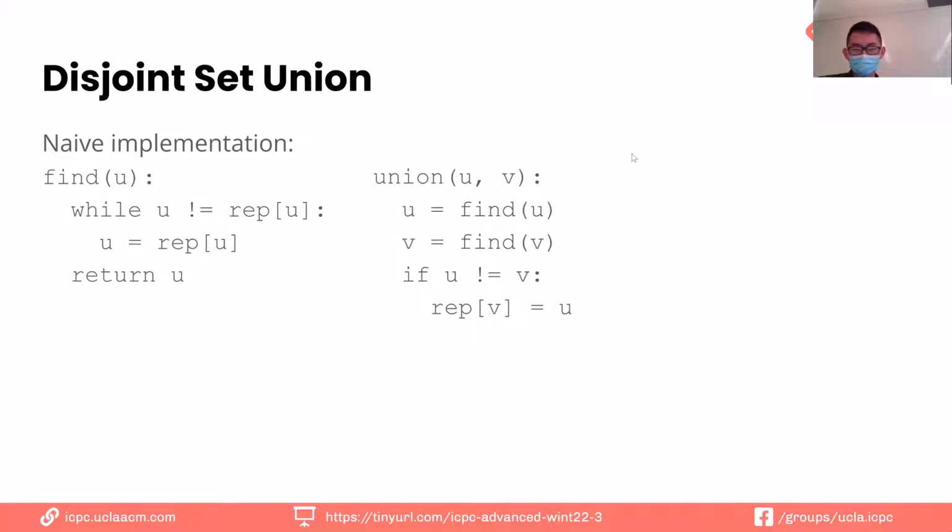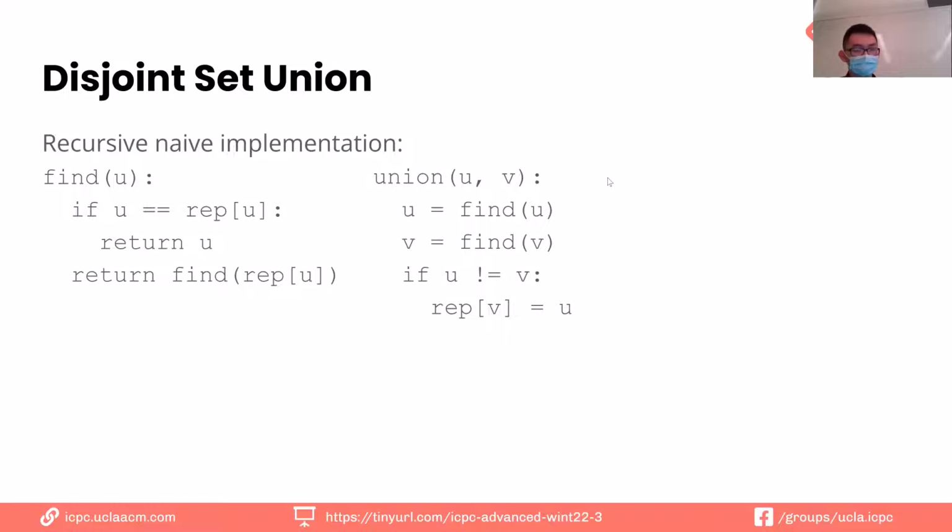Okay. All right, cool. Then let's see how we can make this better than O of n. Because right now, union is O of 1, but actually that was a lie. Find is O of n, so union might also be O of n right now. Actually, there's also this recursive naive implementation, which is more popular, I guess. So if U is equal to the representative of U, you just return U. Otherwise, you just call find on the representative of U.